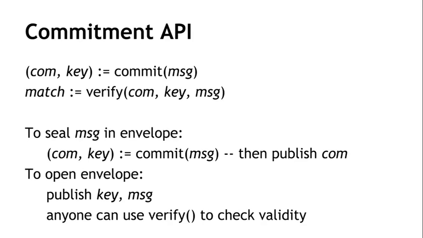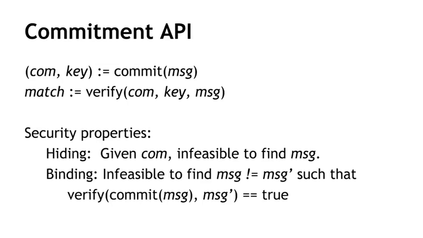Okay. And the property, of course, we want from this is that it behaves like sealing an envelope. And in particular, the two security properties are these. First, given COM, the commitment, the envelope on the table, someone just looking at the envelope can't figure out what the message is. The second property is that it's binding: when you commit to what's in the envelope, you can't change your mind later. That is, it's infeasible to find two different messages such that you can commit to one message and then later claim that you committed to another, and the whole thing will verify. Okay, so how do we know that these two properties hold?